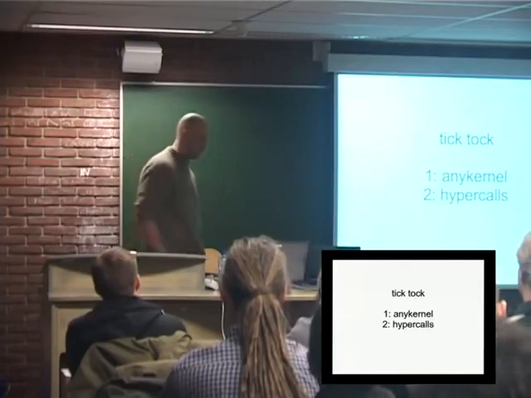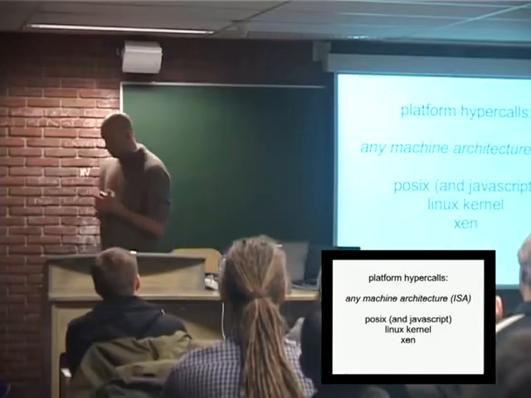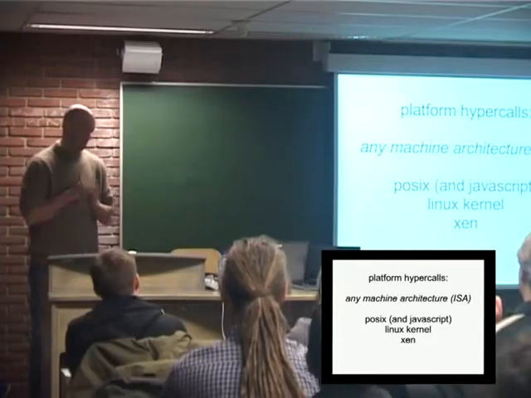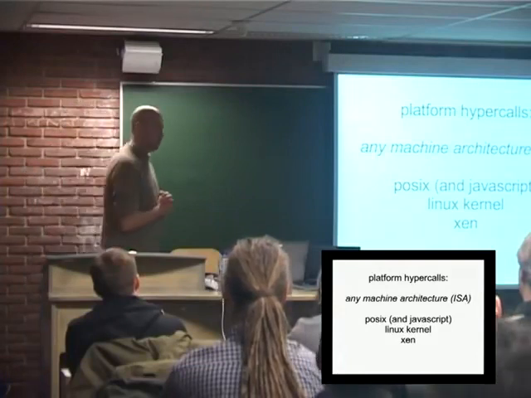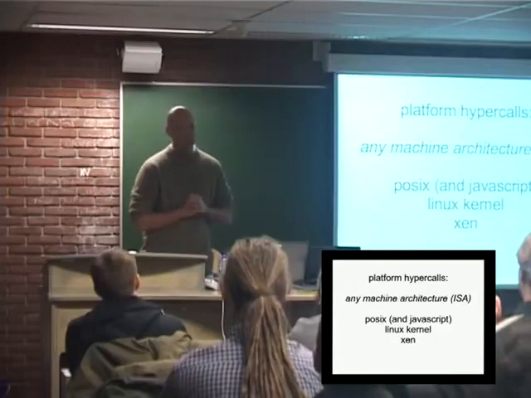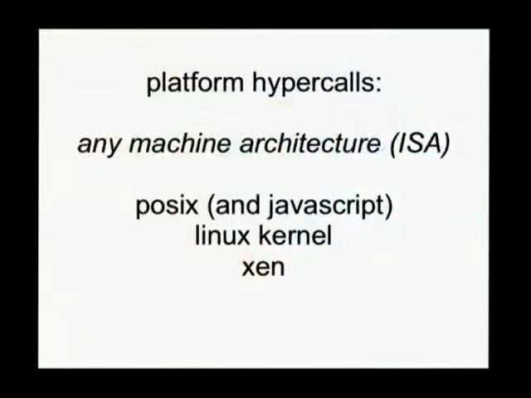I probably wanted to say something more, but I'll say it. I wanted to say that the hypercall interface is very small, and I actually wanted to put the manual page for the hypercall interface on the slide, but I couldn't figure out how to do it. I don't know if someone knows how to do multi-column text in OpenOffice. Please come see me after.